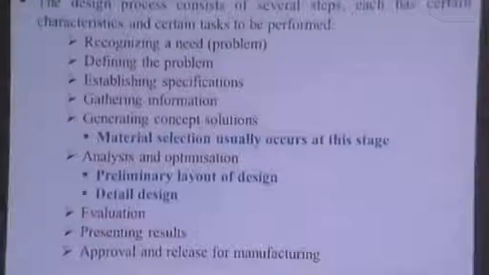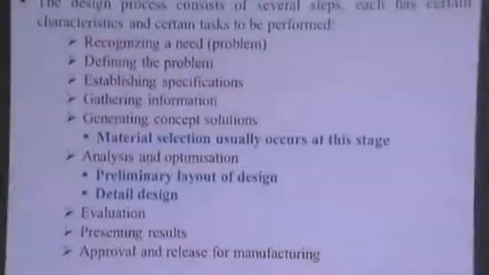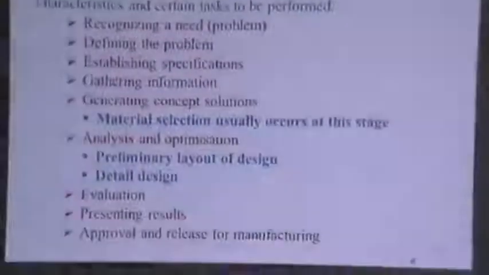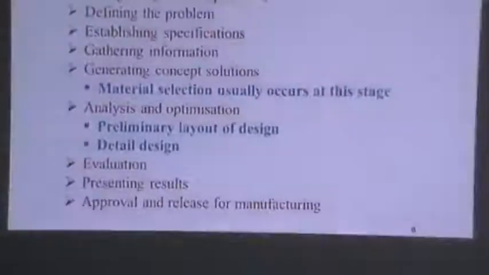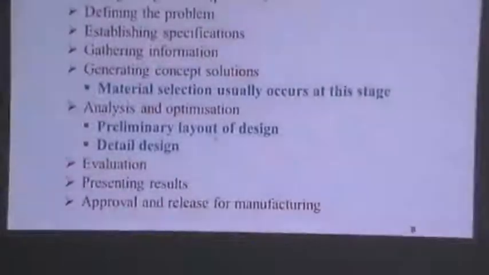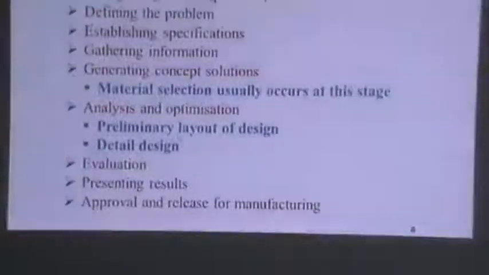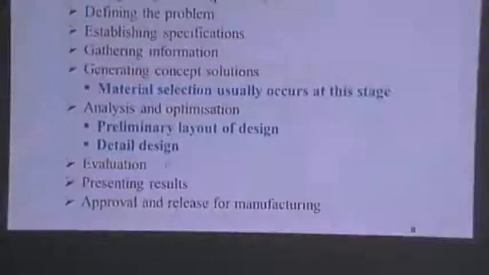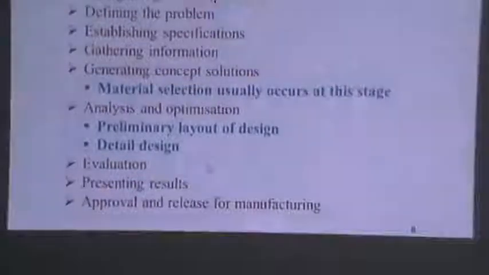Analysis and optimization, building prototypes and other trade-off processes in order to get the desired alternatives for the primary layout of design and flow to detailed design. The evaluation process is needed to review the design as a final revision, and then we present the results and communicate these results to the team. After that, approval and release for manufacturing.